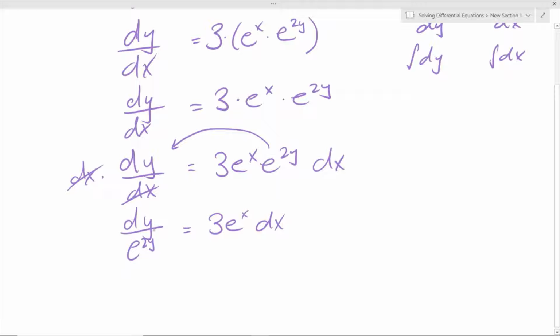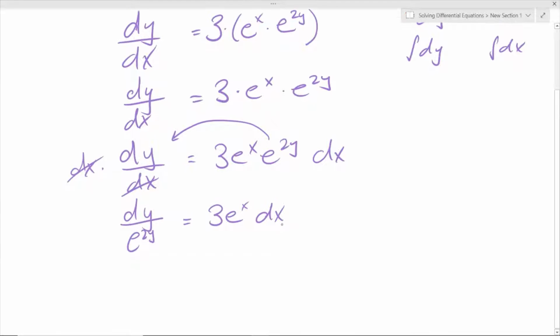Now we see we have all the y's on one side and all the x's on the other side. Now the plan is, as mentioned before, we have to integrate both sides. So we're going to put the integral sign on both sides, just like this. This can be rewritten as 1 over e to the exponent of 2y dy, and so we can put the dy after it. And then here it's 3e to the exponent of x dx, just like that.